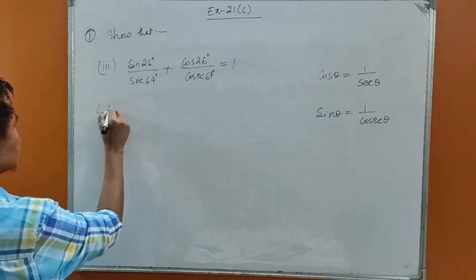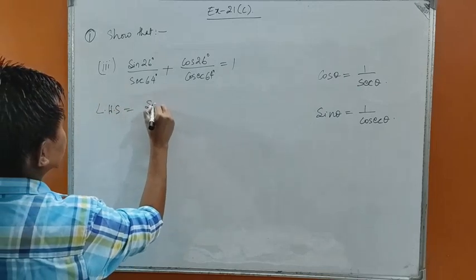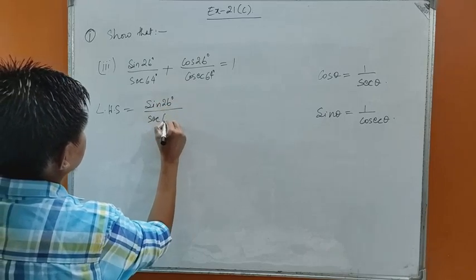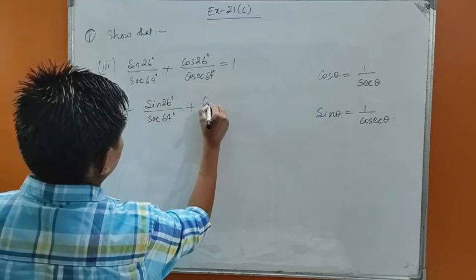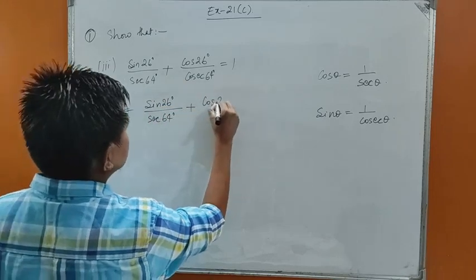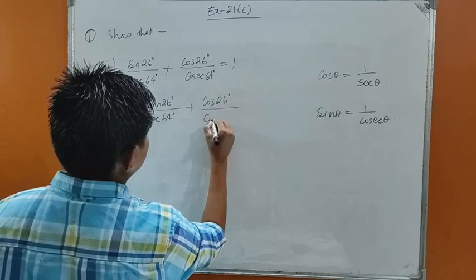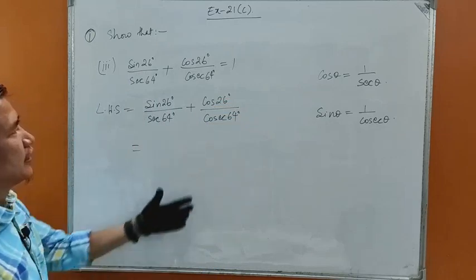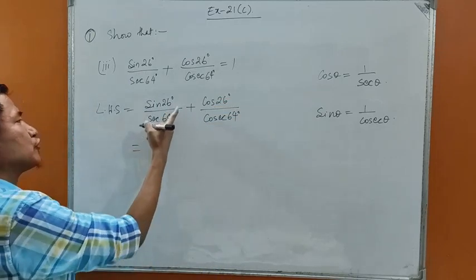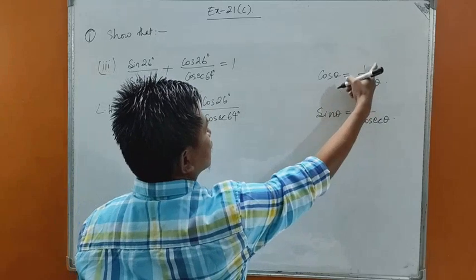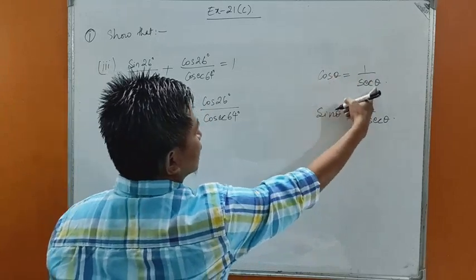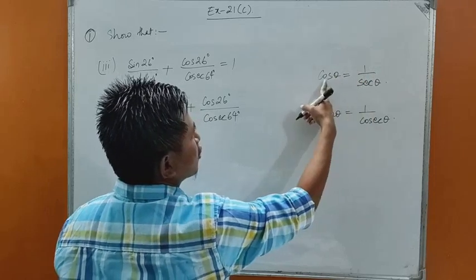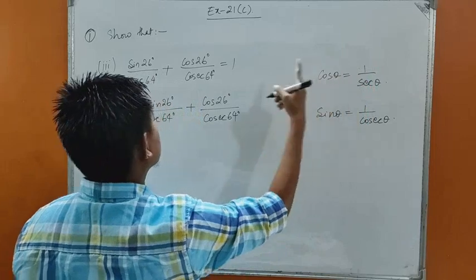So let's do this. LHS equals to, in left hand side we have sin 26 degree upon sec 64 degree plus cos 26 degree upon cosec 64 degree. So this is what we have in the left hand side. Now let us take this sec 64 to the numerator. If sec theta is taken to the numerator, it becomes cos theta, isn't it? Angle will remain same, theta will remain same. Only the sec will change to cos. Sec theta when taken to the numerator becomes cos theta.